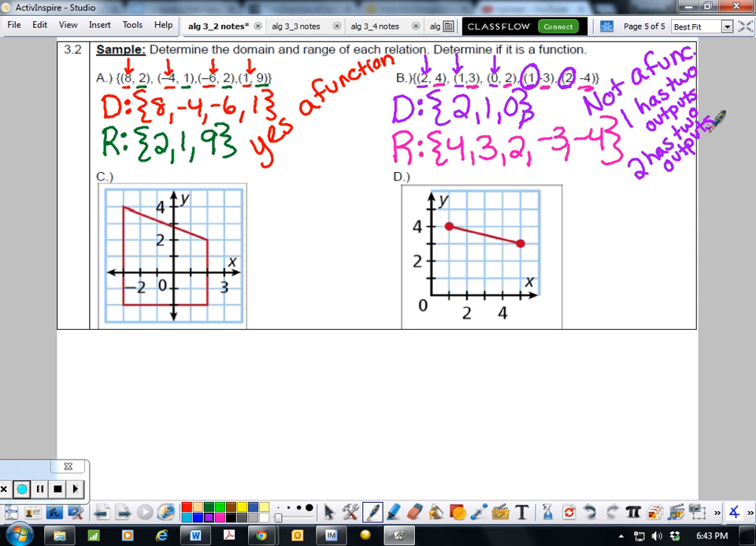Okay, so now we're going to move on to our graphs, and we're going to do that whole vertical line test. So I'm looking at, can I draw a line so it touches at more than one point? So when I draw a line here, it touches red at 1, 2. So this is not a function.